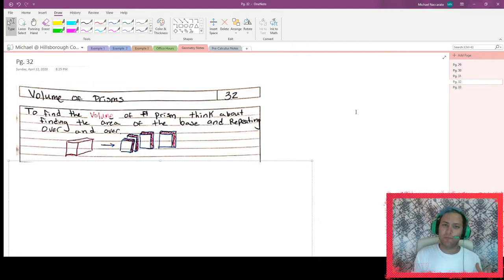But think about a loaf of bread. That first piece is your base. If you took the area of that first piece, and then repeated it for every single piece of bread in there, you'd figure out the total amount of bread inside the loaf, which we refer to as the volume. The total space inside that entire loaf.